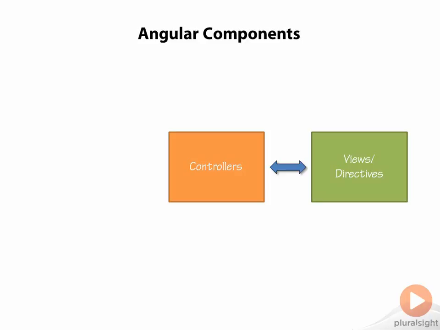Next we have the view. Views are made up of bindings and directives. This is how Angular talks to and listens to the user. Controllers can communicate with views through both one-way and two-way binding. Directives, which are a heavily talked about piece of Angular, are really just part of the view.